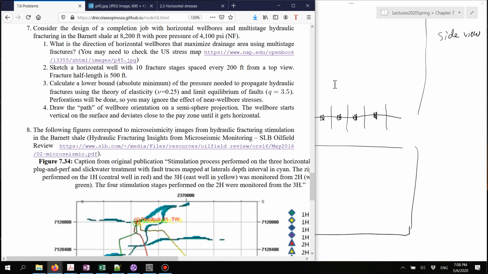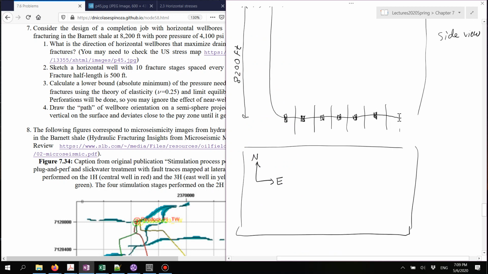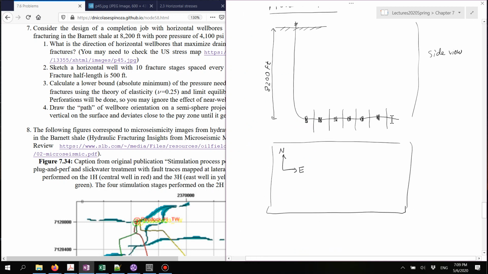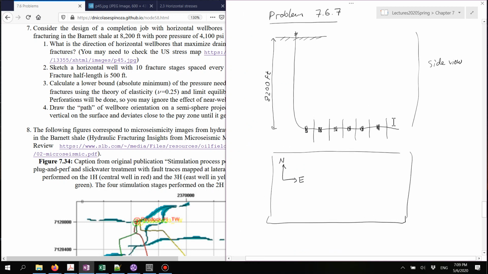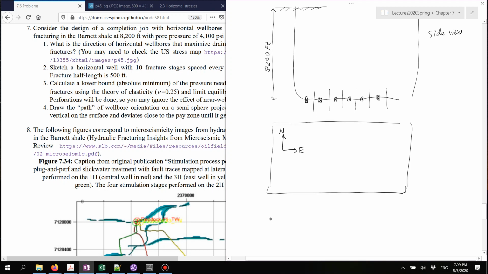And the last point is to calculate what is the minimum pressure needed in order to propagate this hydraulic fracture. Basically, this comes down to calculating the value for which P net is more or less equal to 0.